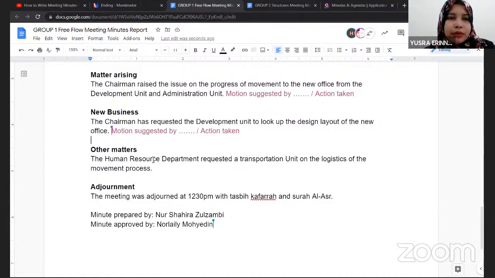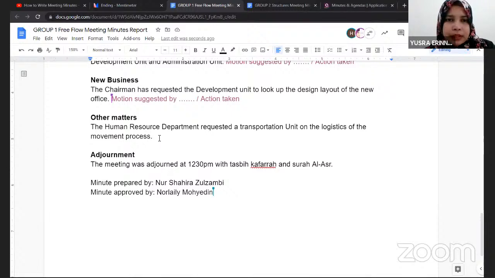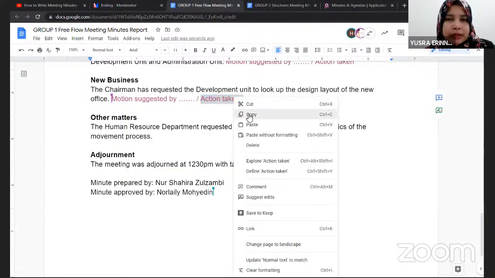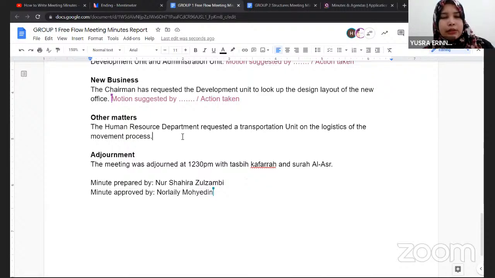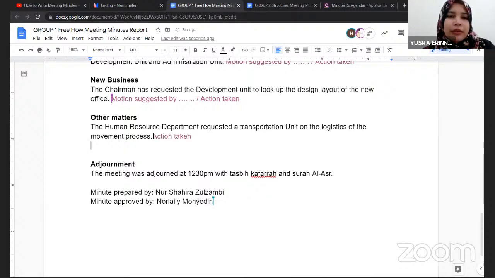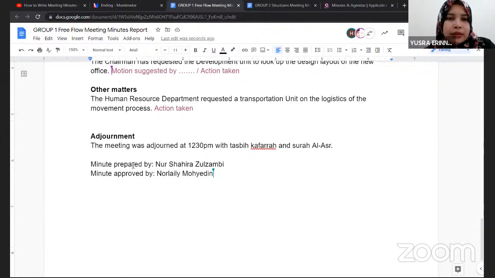Other matters. The Human Resource Department requested a transportation unit on the logistics of the movement process. There's no big problem with this one. Maybe I think this one just needs action taken. Who is in charge of this? Who is in charge to call upon the transportation unit? Things like that.